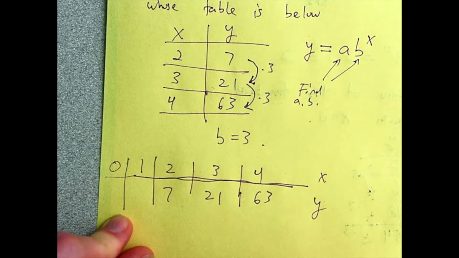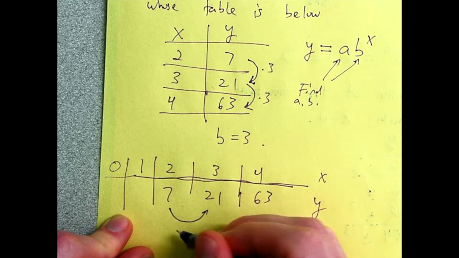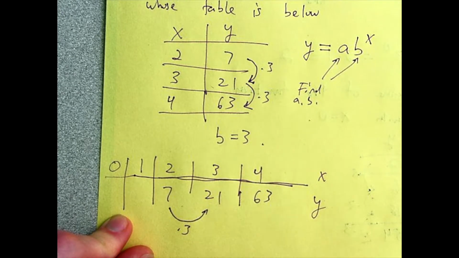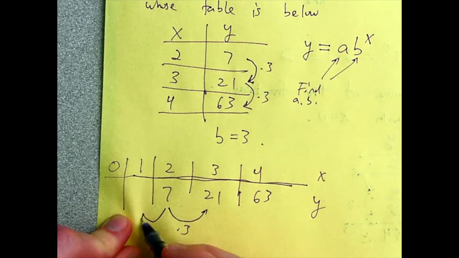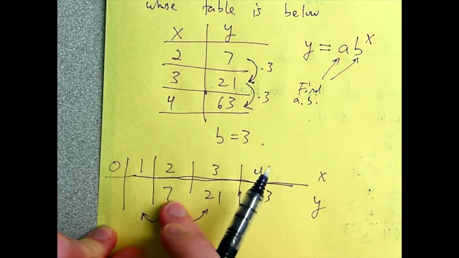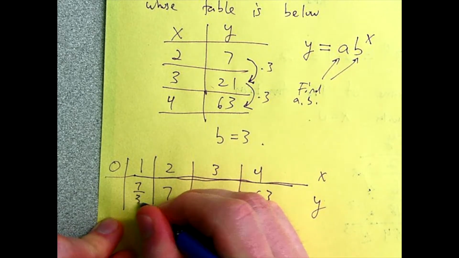Now I know already that multiplying by 3 moves me to the right. If I want to get from this value to the next value to the right, I just multiply by 3. Well, clearly I can also move to the left. If multiplying by 3 moves you to the right, then how would you move to the left? Well, you would divide by 3. So if I take 7 and divide by 3, that's going to give me this value.